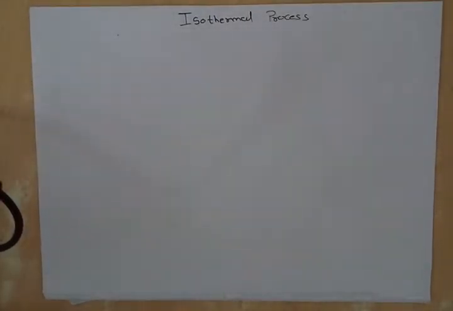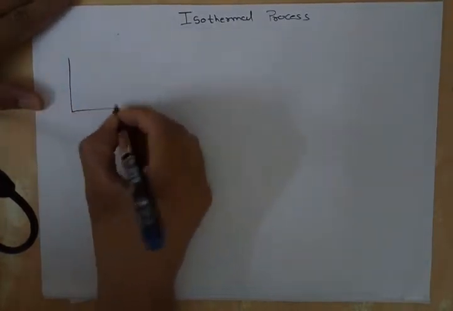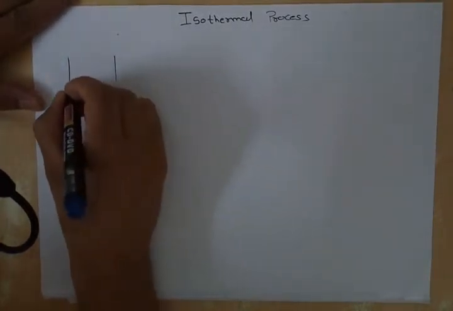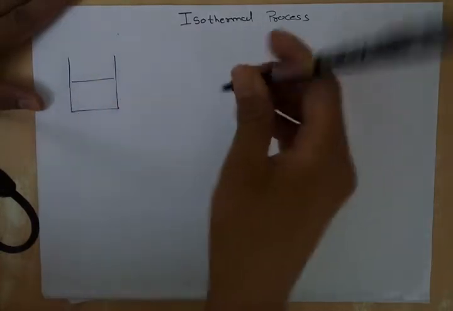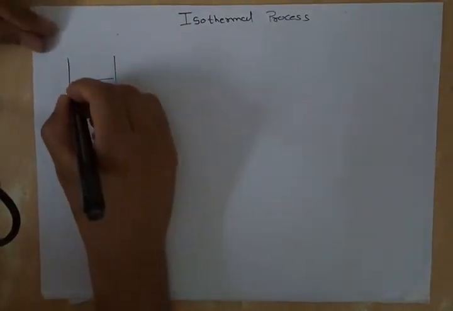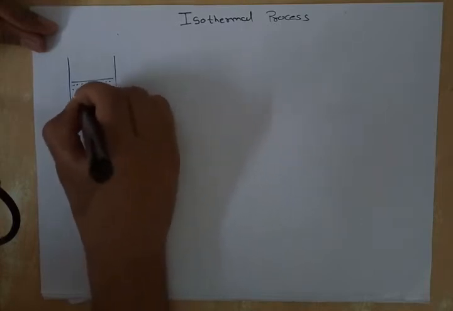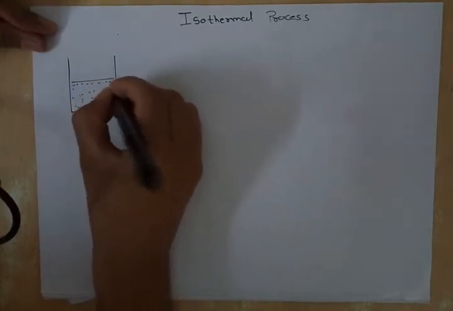In this video, we will study about isothermal process in a closed volume system. So let us again take our piston cylinder arrangement, and we have ideal gas inside. So ideal gas inside this volume is our system. These are the molecules of ideal gas.